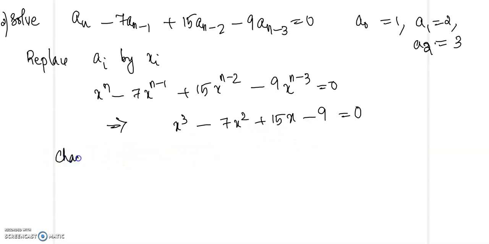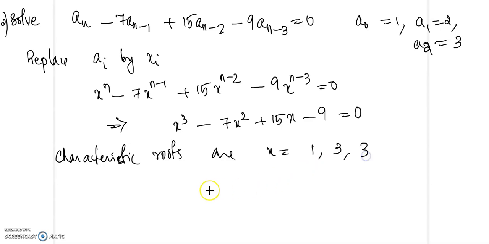So the characteristic roots are, so solve for this equation. So upon solving you will get x equal to 1, 3, 3. That is the solution. So therefore the general solution is, now we have two cases, distinct roots and roots with multiplicity. Then there is the root 1 which is appearing only once.